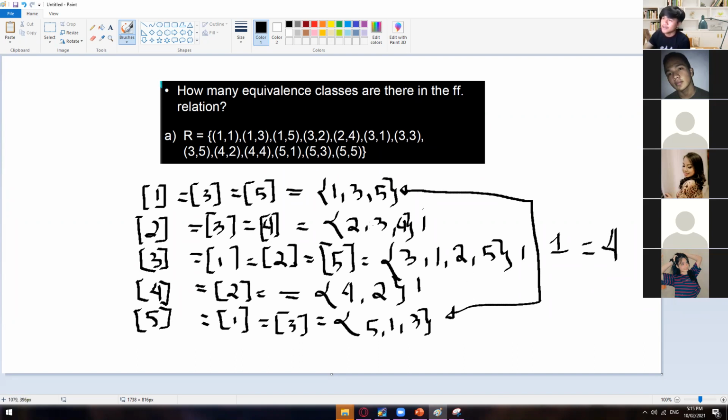Did you guys understand this one? Equivalence classes? Yes, sir. All right. The things that you need to do here are to list all of the distinct elements, then check how they are related to each other, and then check what similar sets you are going to have. If there are any, just remove those similar sets.